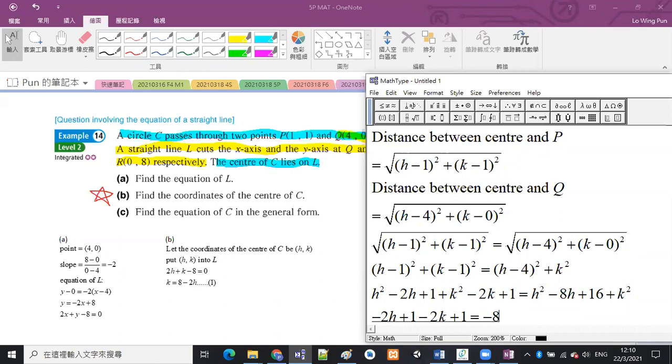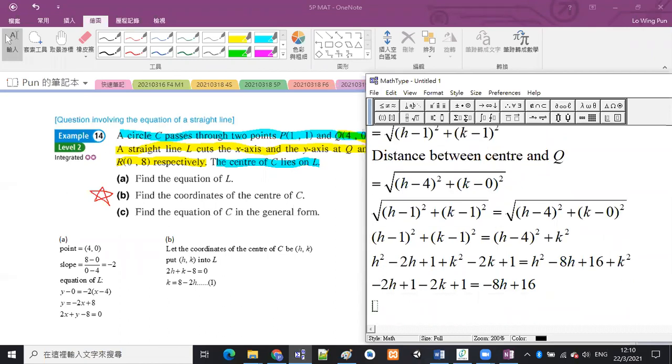And the right hand side is negative 8h plus 16. So the h squared on the left and the h squared on the right are cancelled by each other. K squared on the left and the k squared on the right are cancelled by each other. Okay, and then I need to move all the terms to the left hand side.